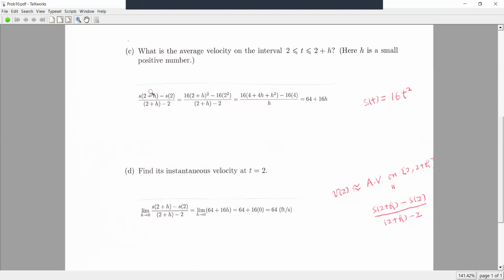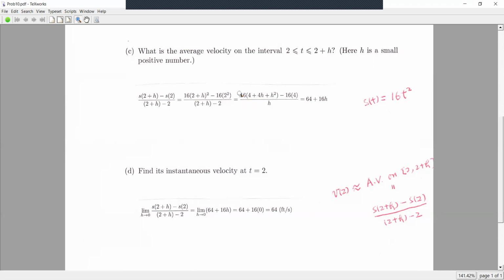Now, to find the function value at 2 plus h, in the position function, we replace the t by 2 plus h. To find the function value at 2, replace the t by 2. Then we have this equation. Now, simplify this fraction. Denominator is 2 plus h minus 2, which is h. To simplify the numerator, we expand 2 plus h squared. Then we have this equation.